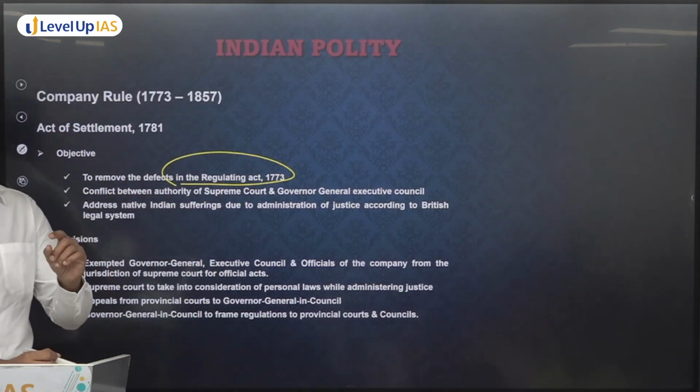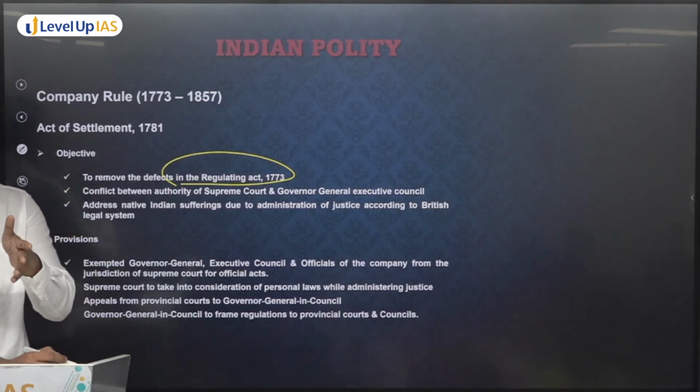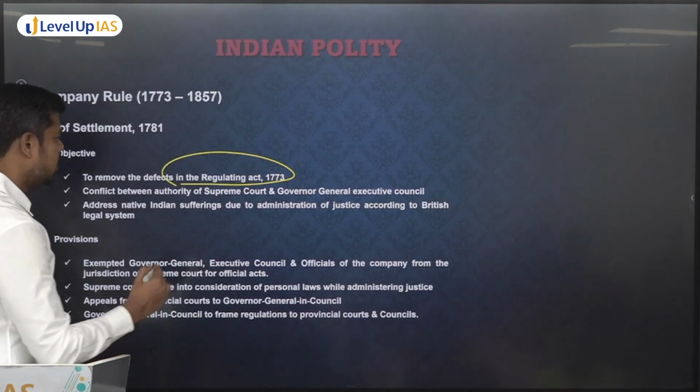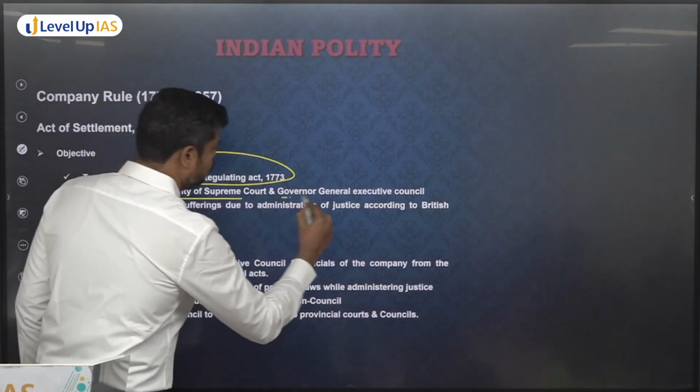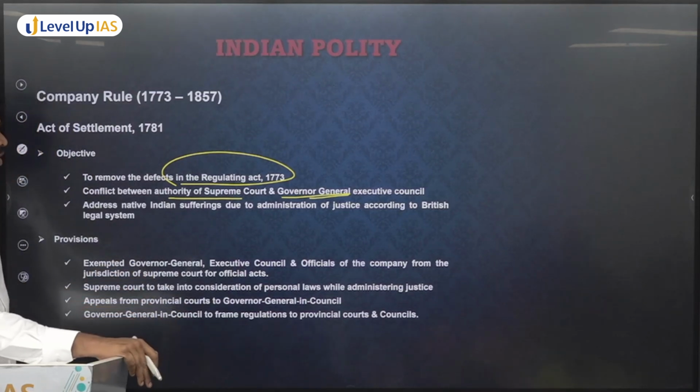And what is a major defect? The conflict between the Supreme Court and its authority versus the authority of the Governor General in Council. So basically, they wanted to remove this particular conflict. So what are the steps, or what are the changes that were brought in?